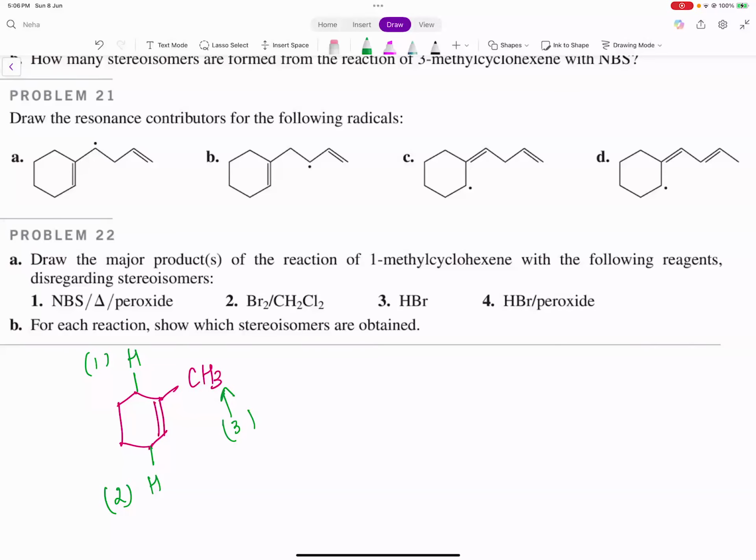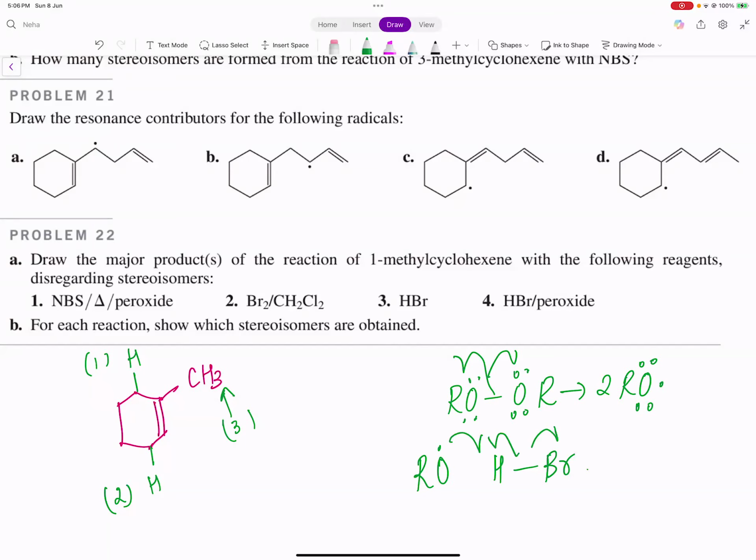In HBr peroxide, what happens is that initially we get a peroxide. The peroxide is like this, it breaks into this, and one RO dot reacts with HBr to give ROH and Br dot. So this is an electrophile instead of being a regular nucleophile. So now this will add to the more substituted carbon.